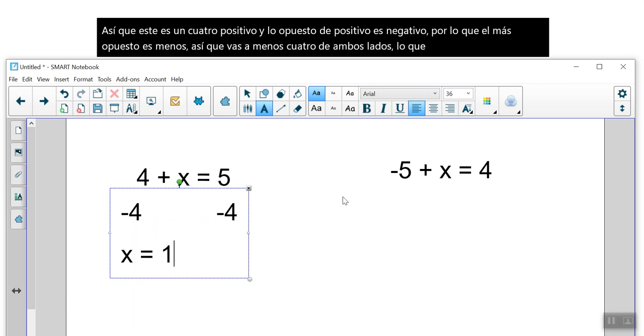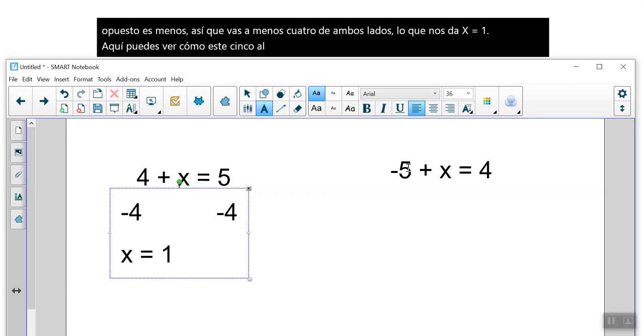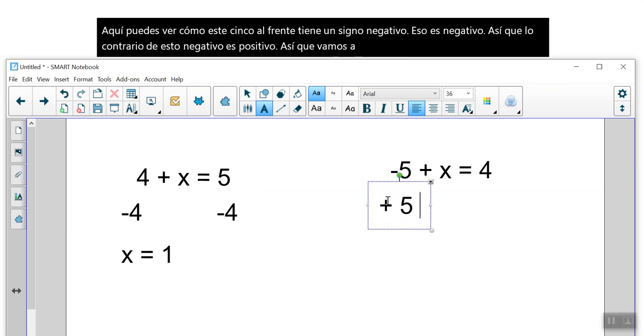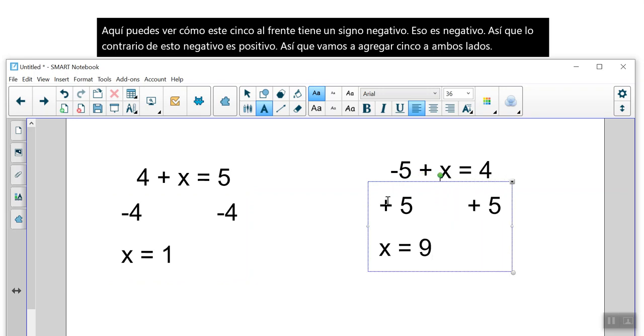equals 1. Here you can see how this 5 in front has a negative sign. That's negative. So the opposite of this negative is positive, so we're going to add 5 to both sides. And that's going to give us x equals 9.